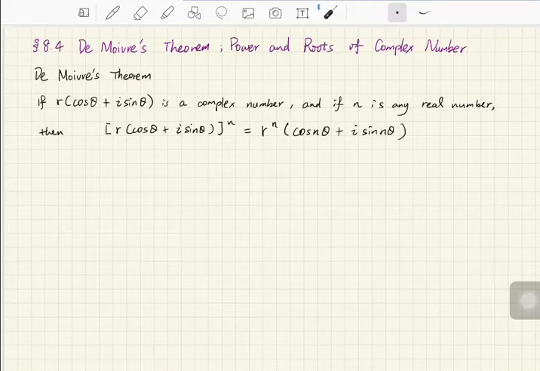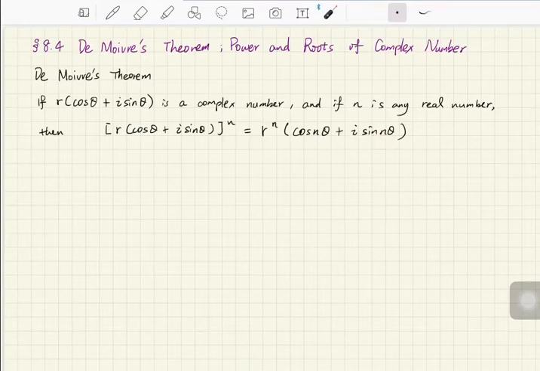It says that if I have a complex number, r times cosine of theta plus i sine of theta, which is a complex number in the polar form, and I want to raise the complex number to an nth power, then De Moivre's theorem tells me I can find it by taking the nth power of the r and cosine of n times theta plus i times sine of n times theta.